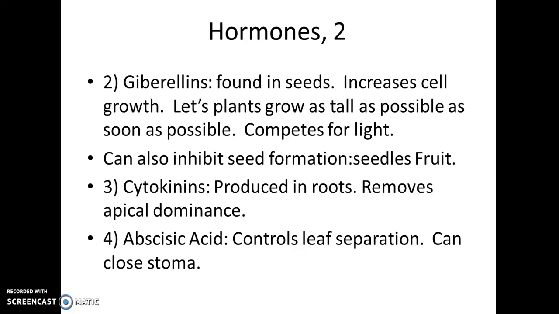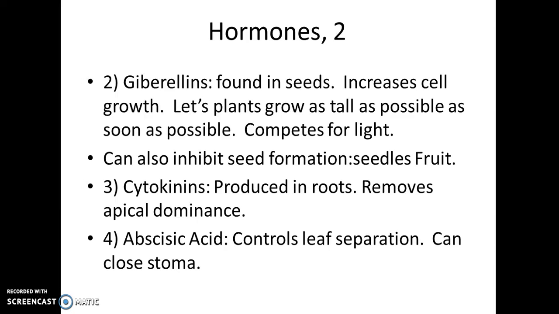Gibberellins are found in the seed, and they increase cell growth because plants want to get as tall as they can, as fast as they can, to get to the sunlight, right? So they compete for light. They can also inhibit seed formation. So if you expose a plant or fruit to gibberellins, you get seedless fruits. It's not natural. Cytokinins are produced in the root, and they remove apical dominance.